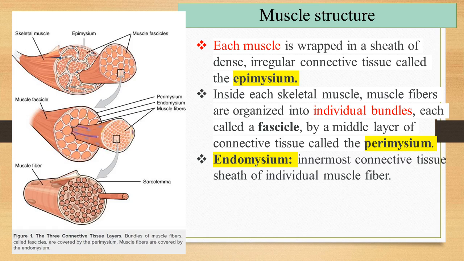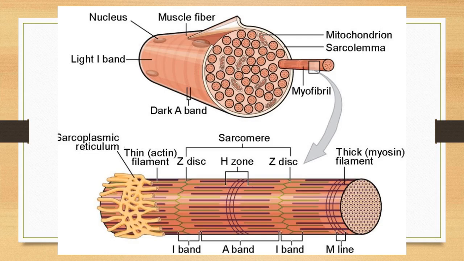Muscle structure involves connective tissue layers, including the epimysium, perimysium, and endomysium. These layers protect and organize muscle fibers, ensuring efficient function. The structure of muscle fibers includes various components such as the nucleus, muscle fiber, mitochondrion, and sarcomere. The sarcomere is the functional unit of muscle contraction.